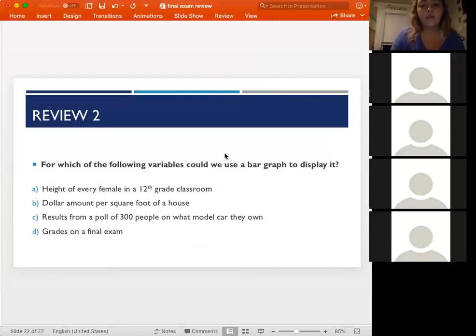For which of the following variables could we use a bar graph? I'm just going over what types of variables we use different representations for. So go ahead and let me know what you think the answer is for this one.